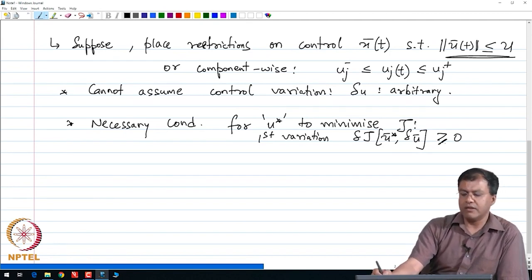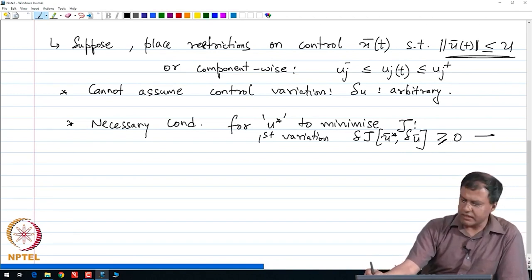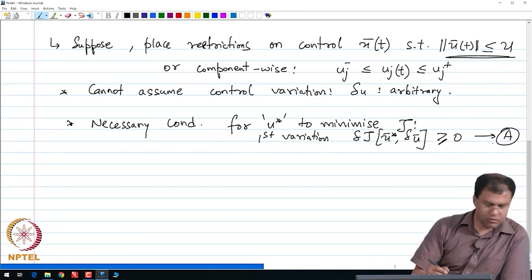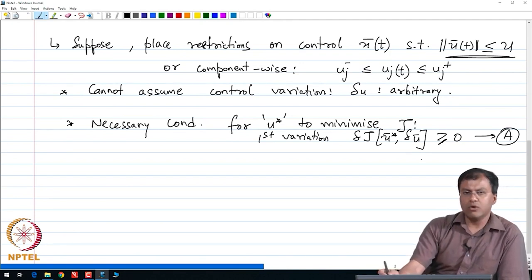So, no longer we can assume an equality. So, we have to assume an inequality, ok. So, let me call this condition as A, and so what have we got? So, we can now break down this condition A into two parts.